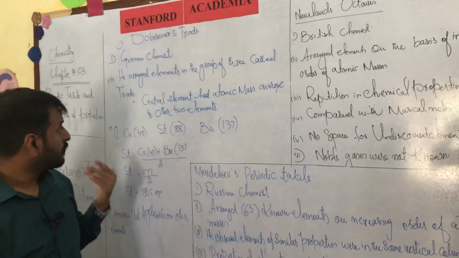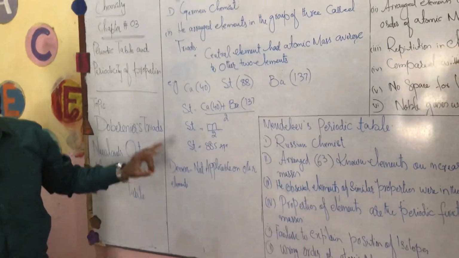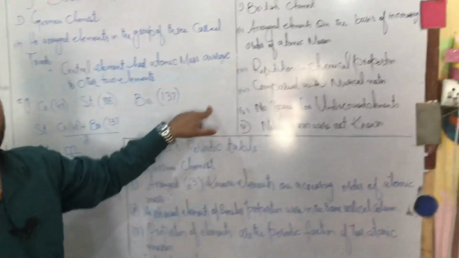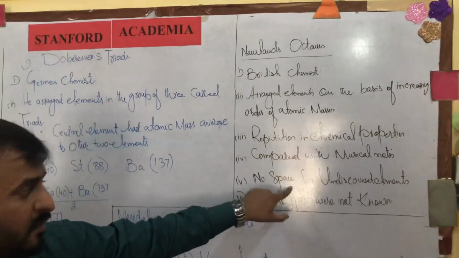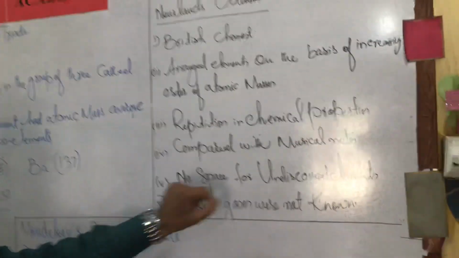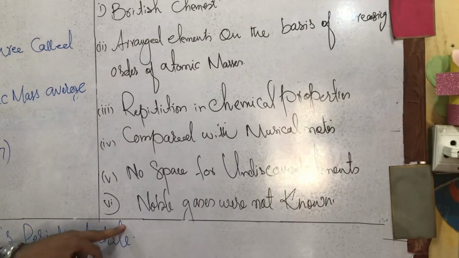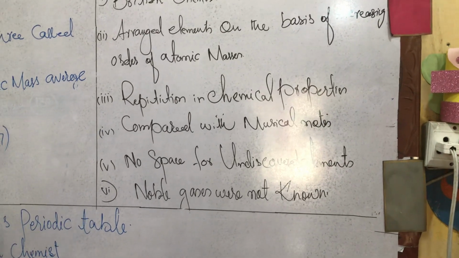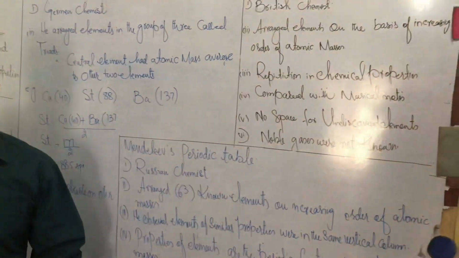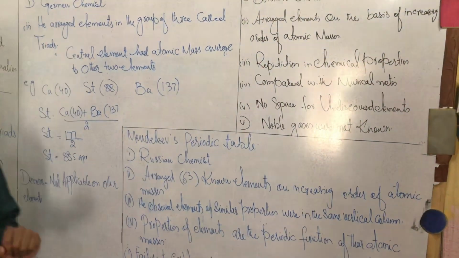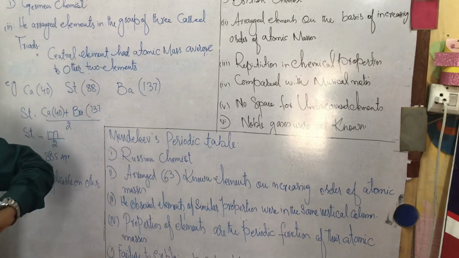As Dobereiner had some merits in his field, similarly Newlands also had demerits. His first demerit was that there was no space for undiscovered elements. Number two, the noble gases were not known. They were discovered, but they were not named as noble gases. After that, these two efforts were made by these two great scientists.